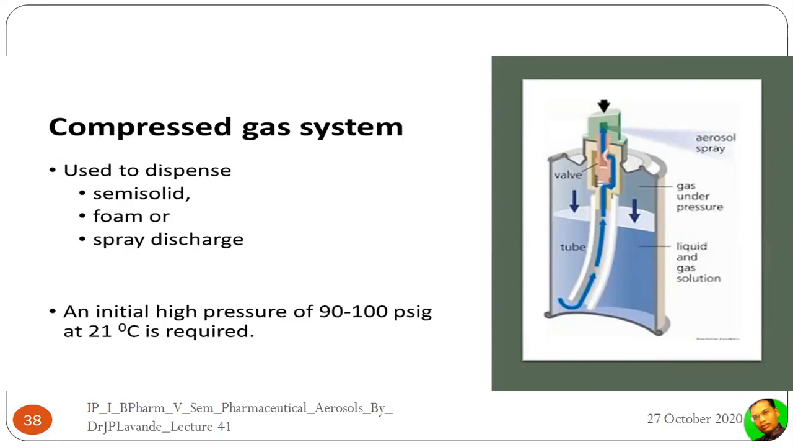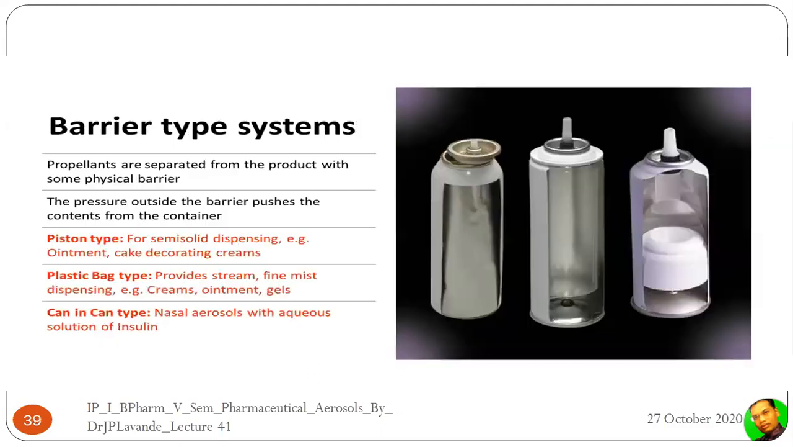So as I said, the final pressure is not equal to the initial pressure. That's why in the initial stage, a high pressure of 90 to 100 psig at 21 degrees Celsius is required to be maintained. So there are three different types of system. The third one is known as the barrier type of system.